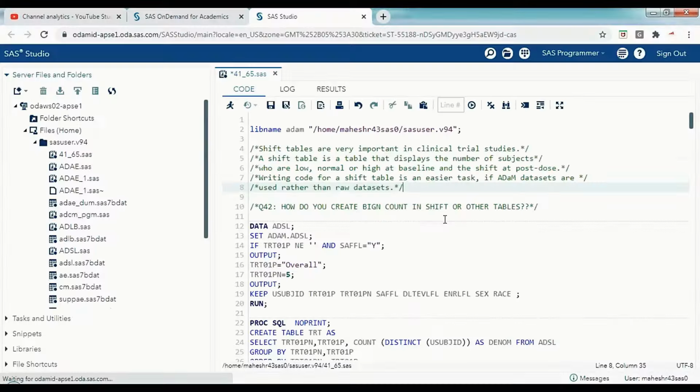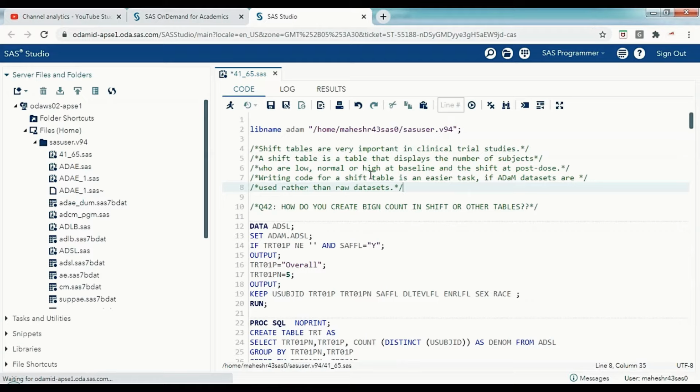First of all, this is very important in clinical studies. A shift table is a table that displays the number of subjects who are low, normal, or high at baseline and at the shift at post baseline. Writing code for the shift table is an easier task if the ADaM dataset is used rather than the raw dataset. If everything is handled in the ADaM dataset, this is not a very complex table.